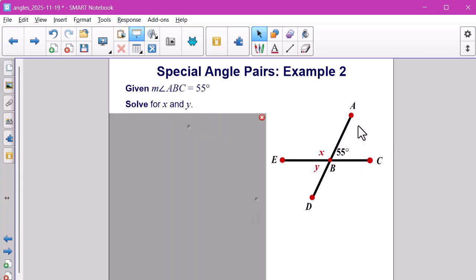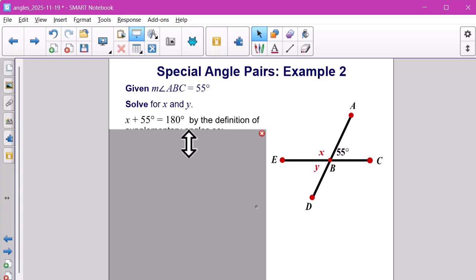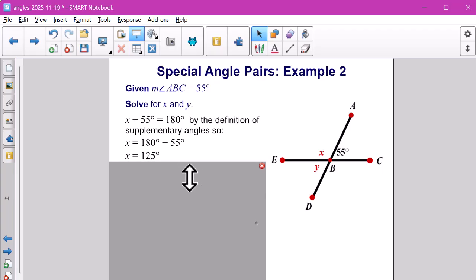Here's another example. We know that the measure of angle ABC is 55 degrees, and we need to solve for x and y. Let's start by solving for x. We know that x plus 55 equals 180 by the definition of supplementary angles. Two angles together form a straight angle, making them a linear pair, which is also supplementary. If we use the subtraction property of inequality and subtract 55 from both sides, we get that x is equal to 180 minus 55 degrees, which equals 125 degrees.